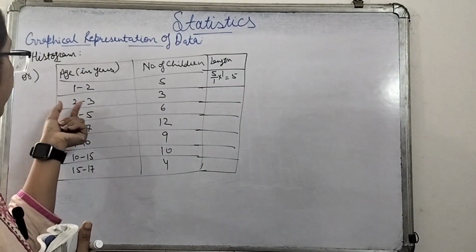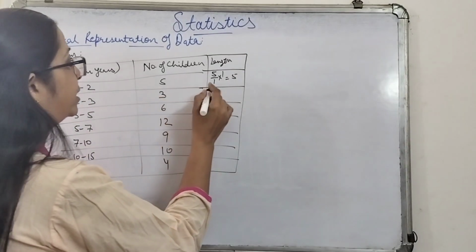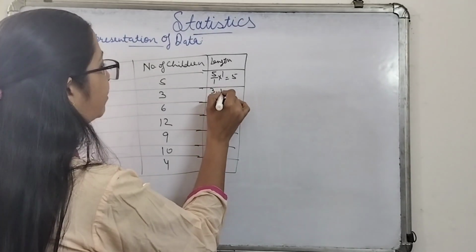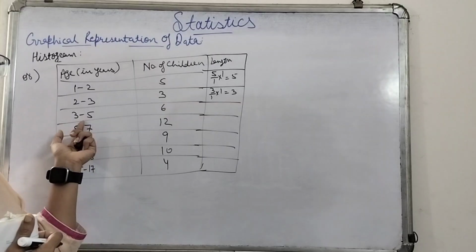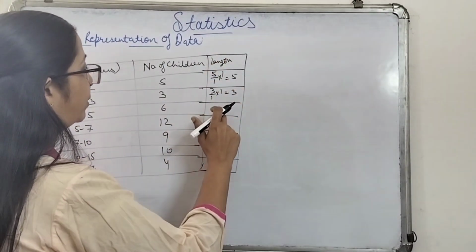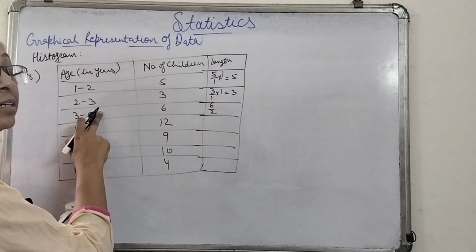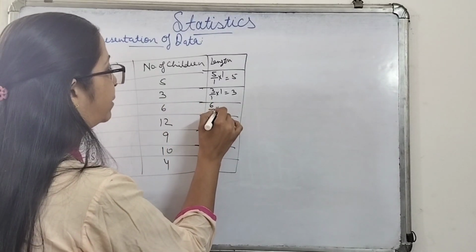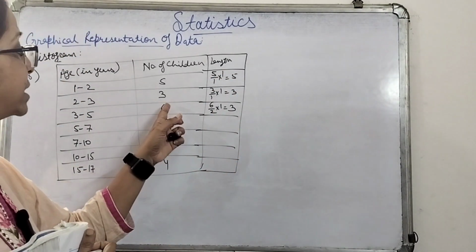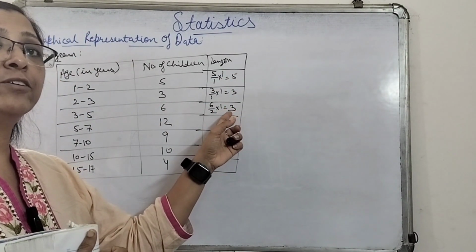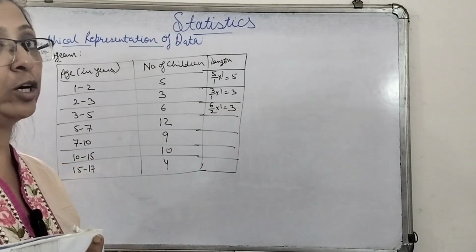For 2 to 3 the class size is again 1, so it will be 3 divided by 1 multiplied by 1, that is 3 only. Now for 3 to 5 the class size is 2, so the length of the rectangular bar will be 6 divided by 2, because the class size over here is 2, multiplied by 1, that is 3. It won't be 6, it will be 3, because the area of the rectangular bar is proportional to its frequency. That's the reason we'll be taking it as 3, not 6.